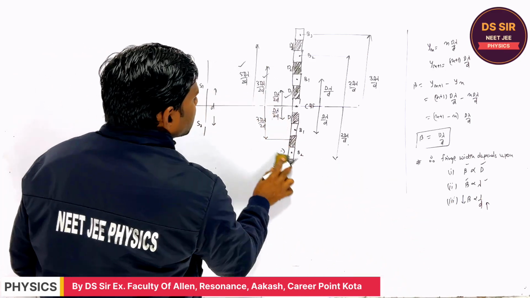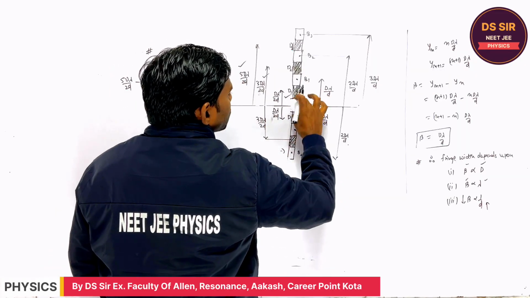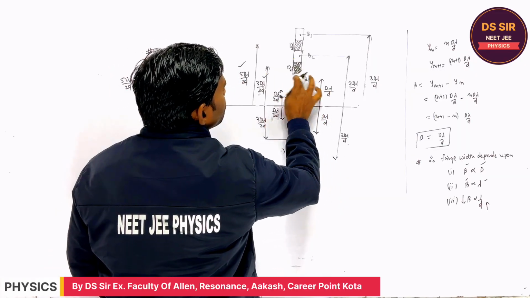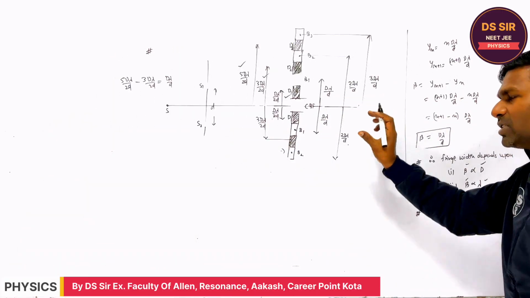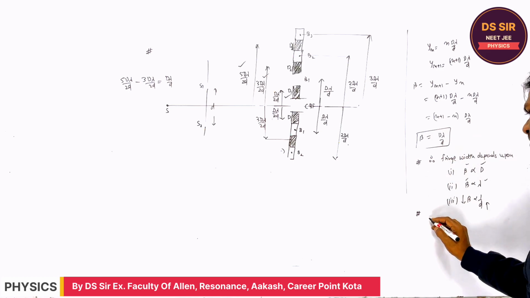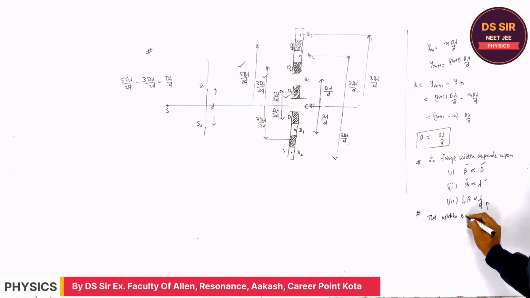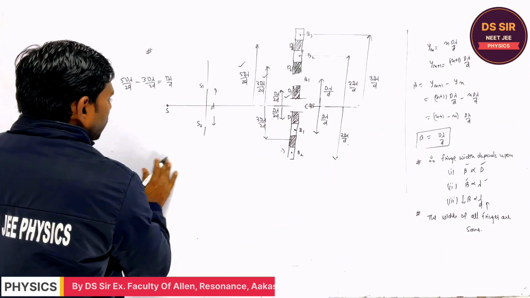The fringe width is nothing but the width of this portion. The important point is that all fringes are of the same width. The width of all fringes is the same. This is the one point.